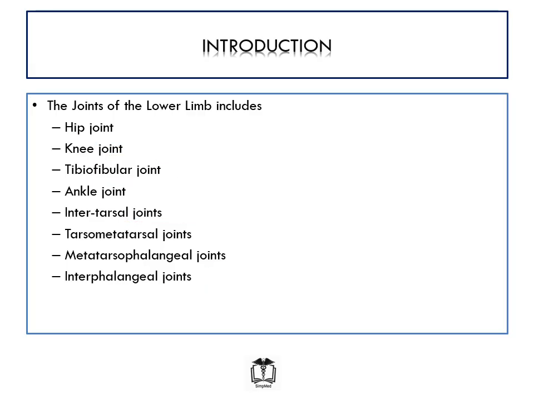In the case of this particular model, we talk about just a few of these joints. The most important ones include the hip joint, the knee joint, and the ankle joint. And these are the joints we'll talk about in this model.